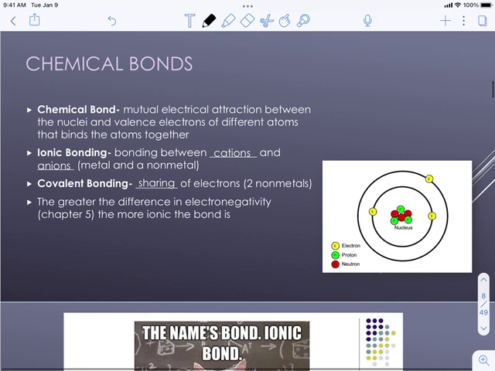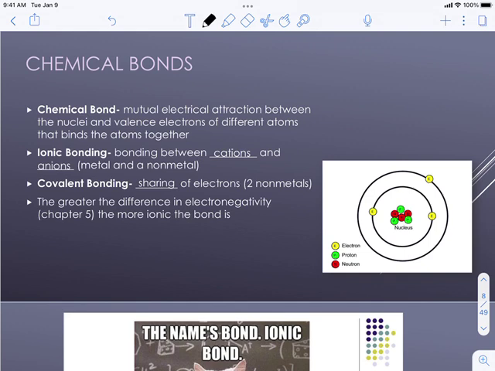Now, what is a chemical bond? You can see the definition there: mutual electrical attraction between the nuclei, which we know has protons and neutrons, and valence electrons, which we know are negative. So if we have positive in the nucleus, negative on the outside, it's that attraction. And it binds atoms together. Two types of bonding we're going to look at: ionic bonding and covalent bonding.